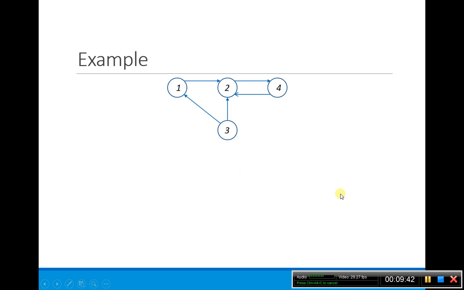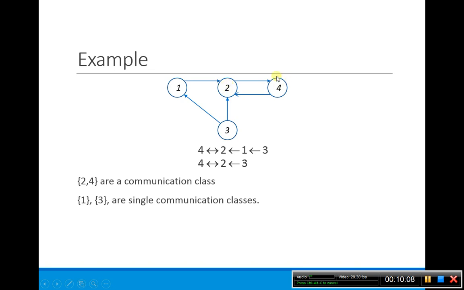Okay, so for an example, let's look at this one. Here we have 4 states, 1, 2, 3, and 4. Look at what I have. 1 can go to 2, 2 can go to 4 and 4 can go to 2. 3 can go to either 1 or 2. So if I think about what can communicate, 2 and 4 are the only ones that can communicate, right? I can go from 2 to 4, and I can also go from 4 back to 2.